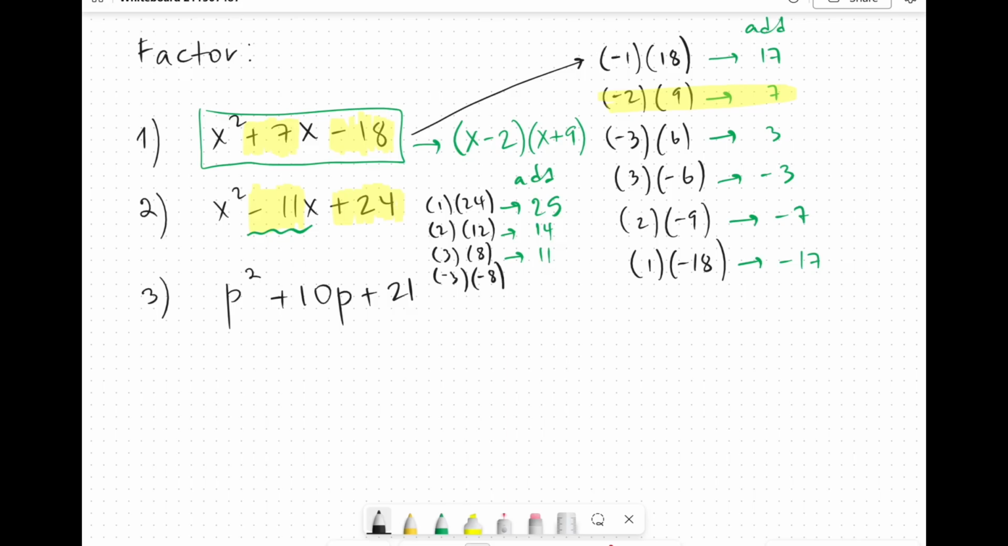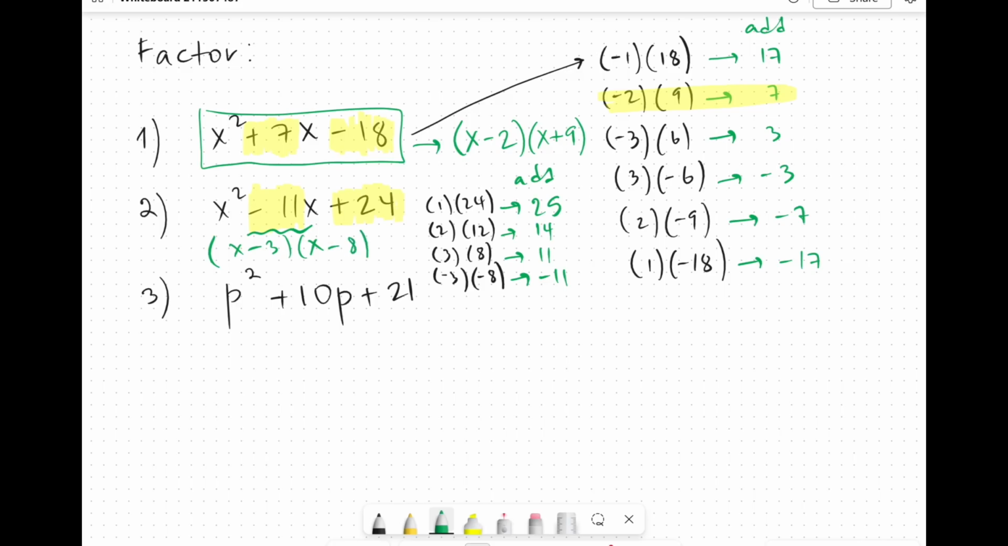Because if you multiply two negative numbers, you multiply to a positive, but when you add them, you get your negative 11. So negative 3 and negative 8, they add to negative 11, which means the factored form for this number 2 is x minus 3 and x minus 8.